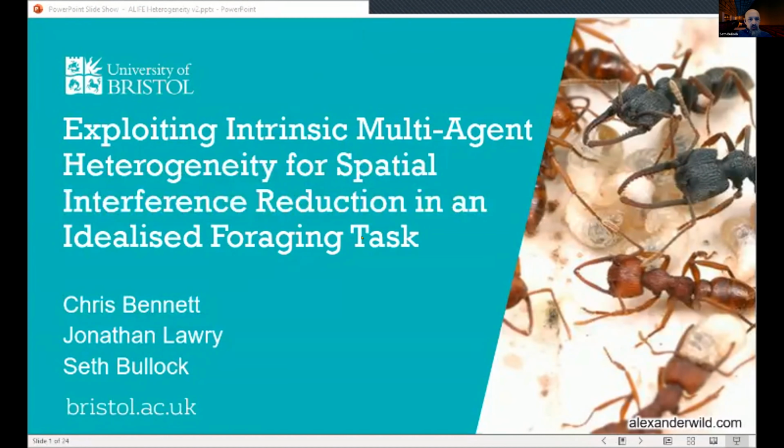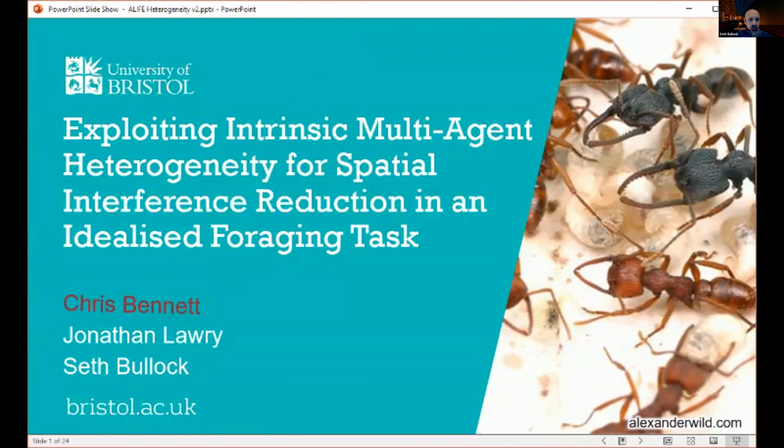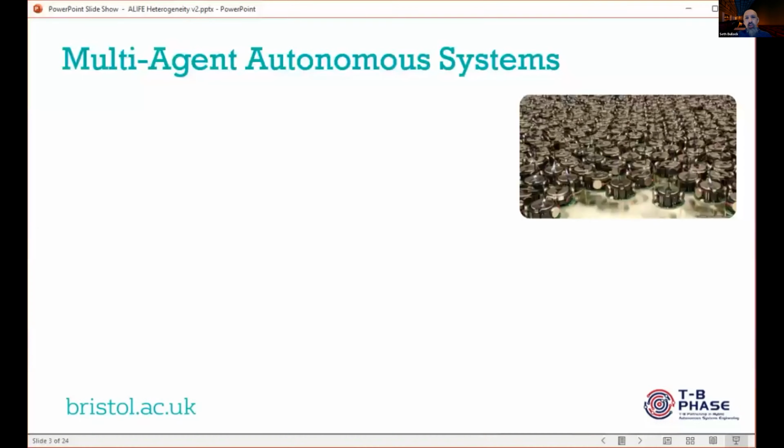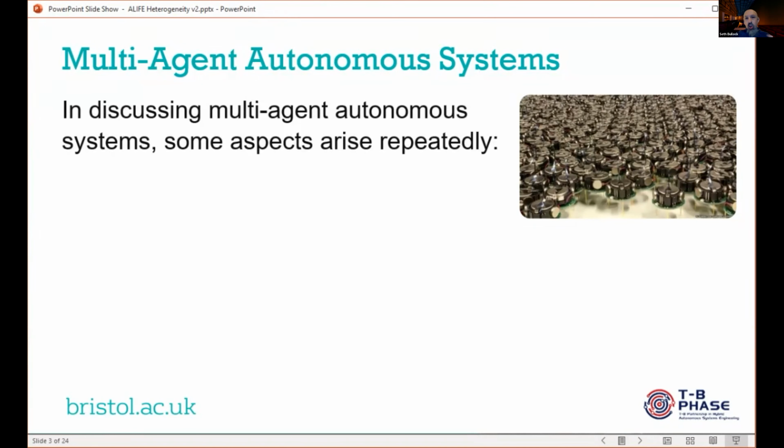Hello, everybody. This is work by Chris Bennett, who is a PhD student supervised by Jonathan Laurie and myself. And the topic is heterogeneity. So when we think about multi-agent systems, robots or software agents, we're often thinking about swarms, large numbers of agents, and all of the agents are essentially interchangeable. But when you talk to engineers or companies that are building autonomous systems, the picture is often somewhat different. They often want to talk about platforms plus people, so robots that interact with people or software agents that need to interact with people.